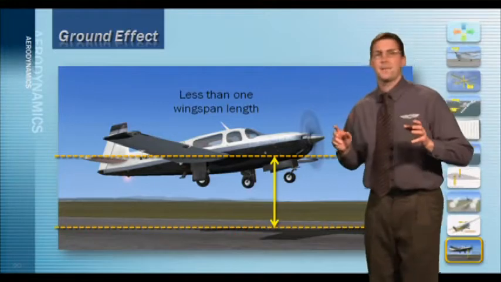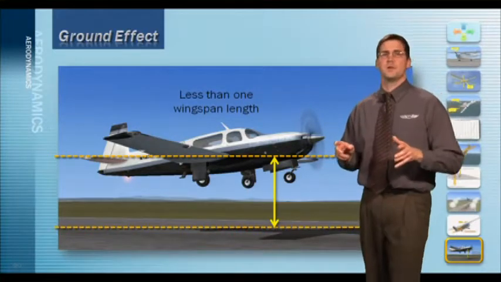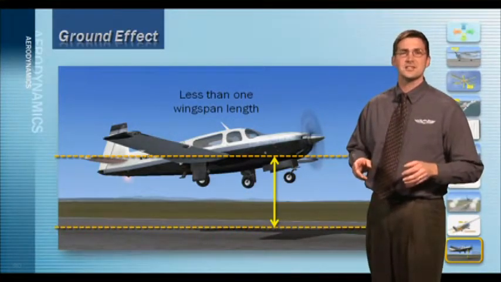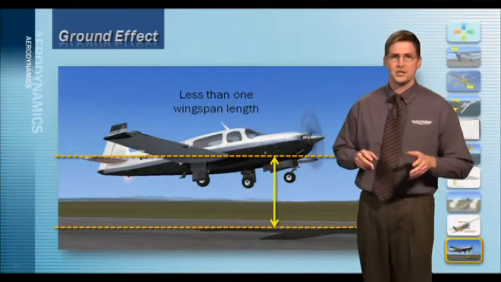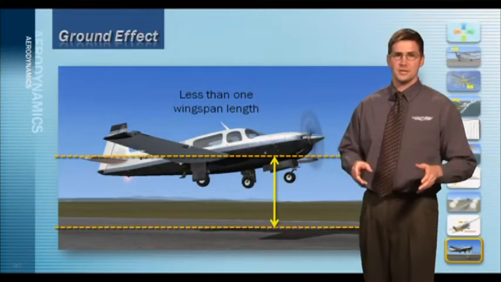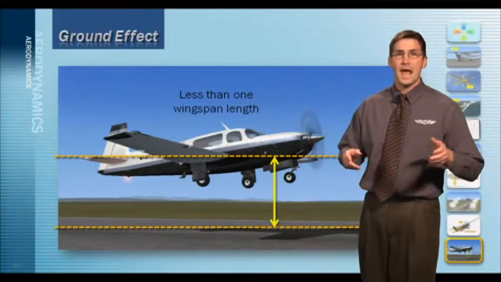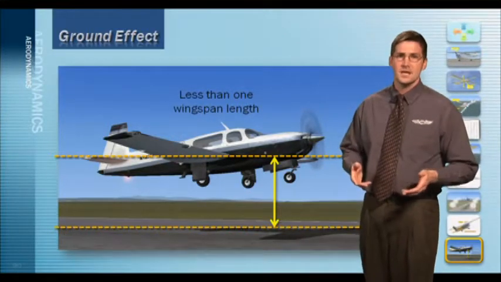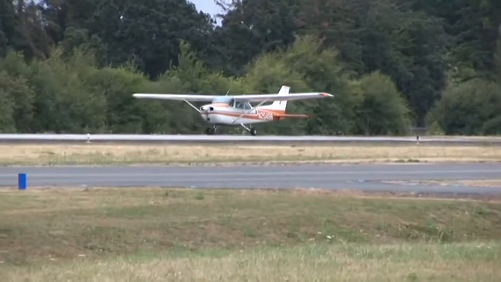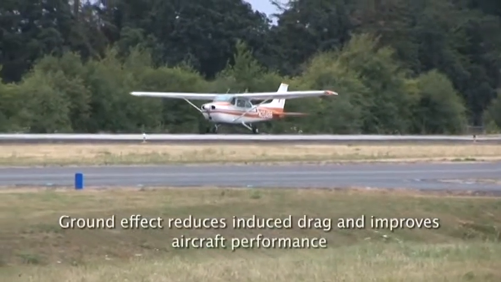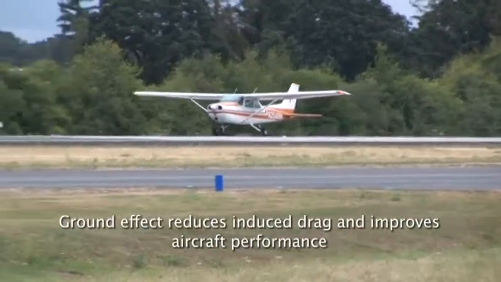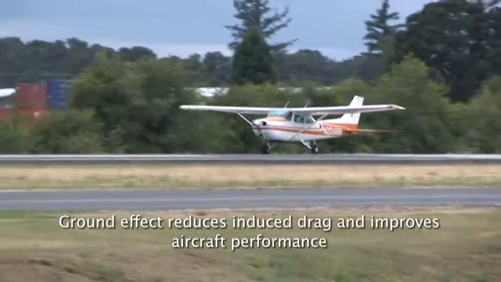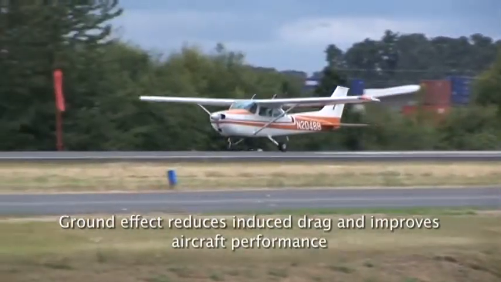When an airplane operates less than one wingspan above the runway's surface, that surface interferes with the airflow being generated by the wing, reducing the wingtip vortices. As a result, this actually improves the aircraft's aerodynamic performance. This improvement is primarily caused by a reduction in induced drag. As a result, any excess speed in landing causes the airplane to float down the runway.